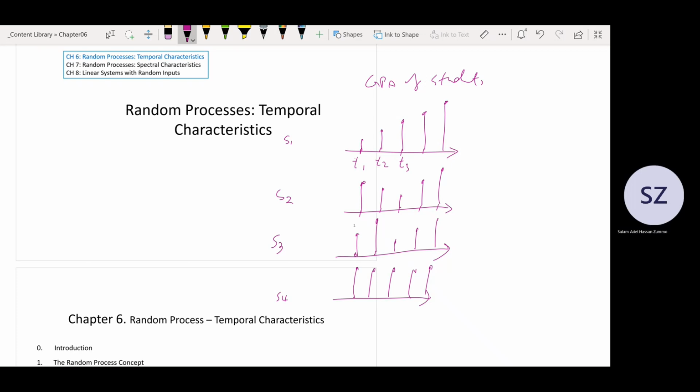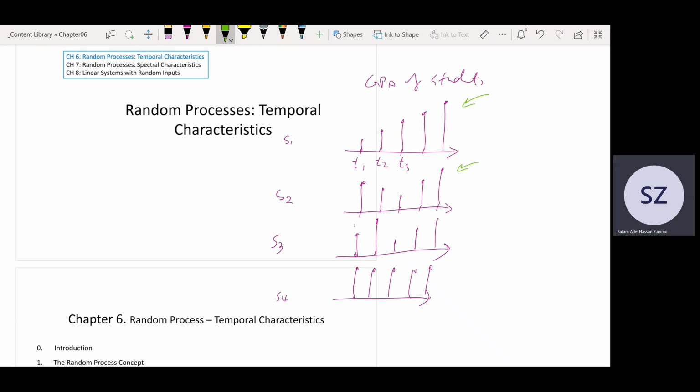Now, if I look at it, basically for every student, is this function of time random or not? For every specific student, it's a specific function of time. So it's not random. For this student, it's not random, it's a specific function. Right?